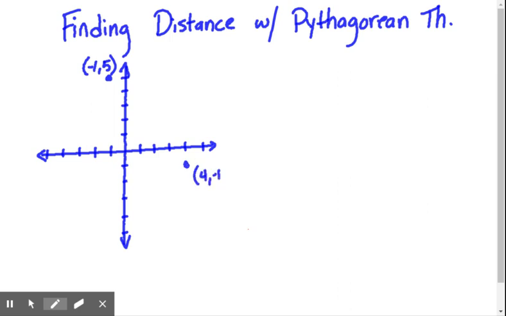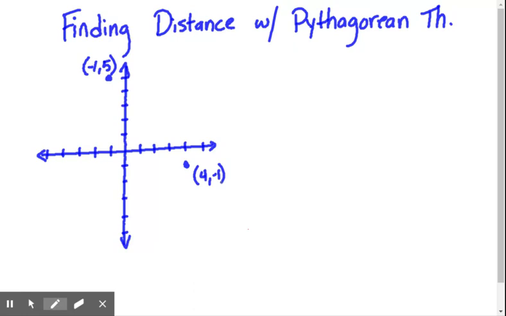(4, -1). Now, we could use something called the distance formula, which we will be looking at in the future. And we could actually use these coordinates to calculate the distance between these 2 points. Okay, but I'm going to do it using the Pythagorean theorem, which in my opinion is the method that I would use probably 99% of the time.